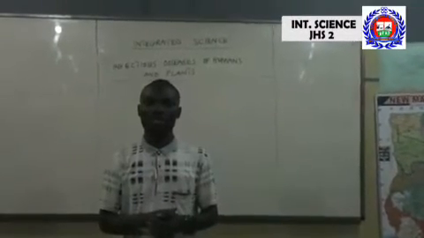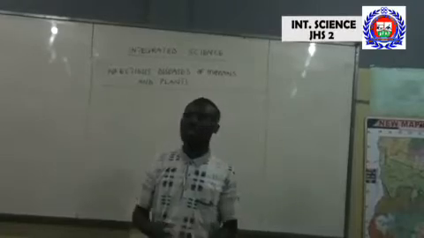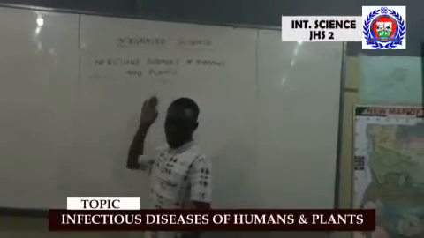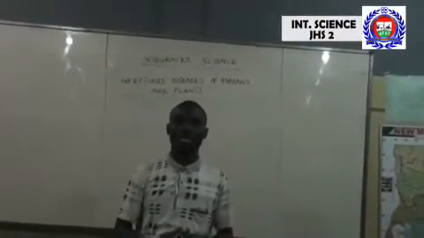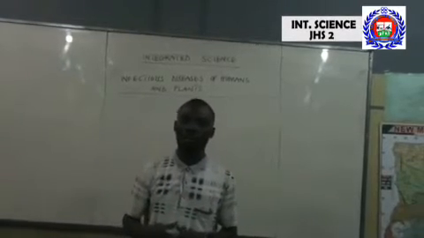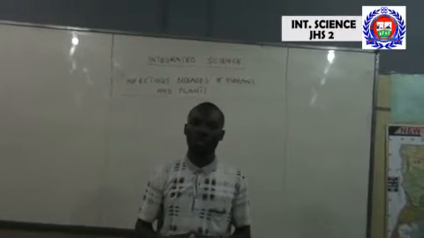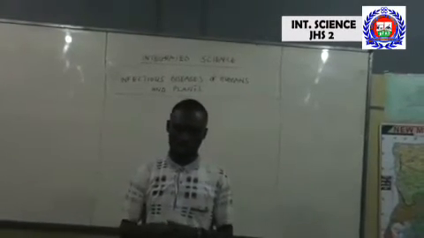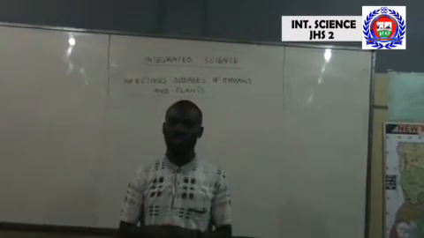Thank you very much. Today we are going to look at the topic, infectious diseases of humans and plants. Somebody may ask, what is a disease? A disease is any disorder that interferes with the normal functioning of the body of an organism in a negative way. Why am I saying it interferes with the normal body functioning?